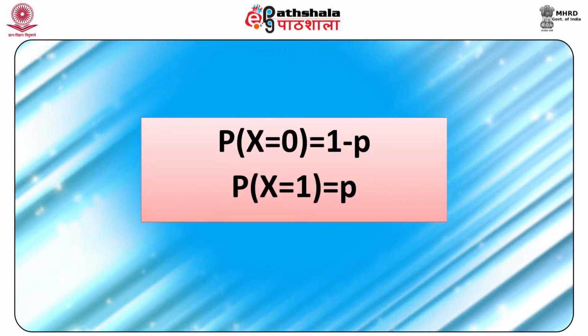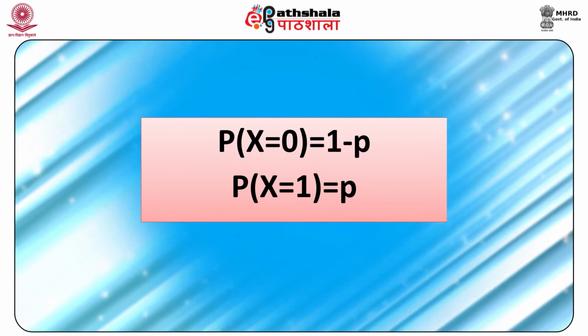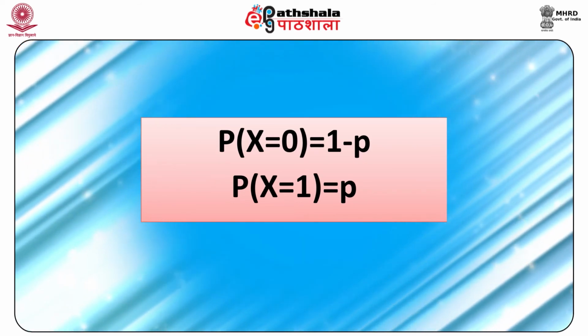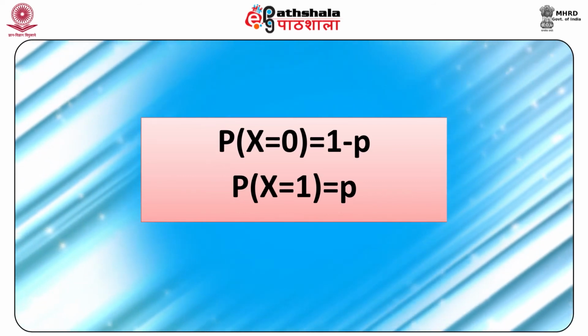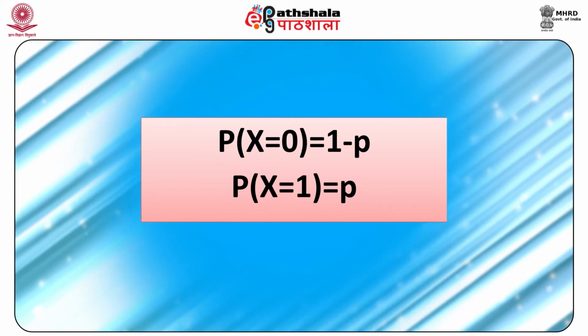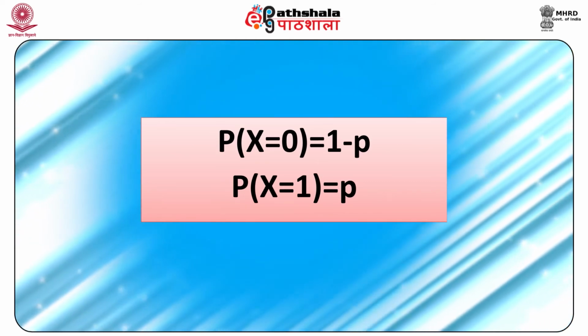A random variable x follows Bernoulli distribution if its probability density function is as follows: probability x equal to 0 is equal to 1 minus p, and probability x equal to 1 is equal to p, where p is between 0 and 1 and is also known as the probability of success of a particular event.